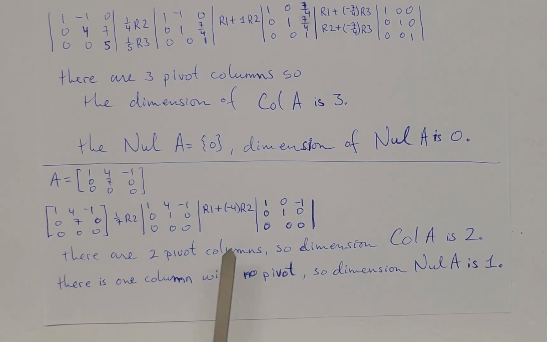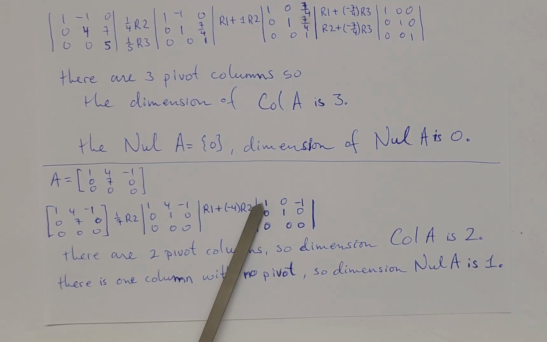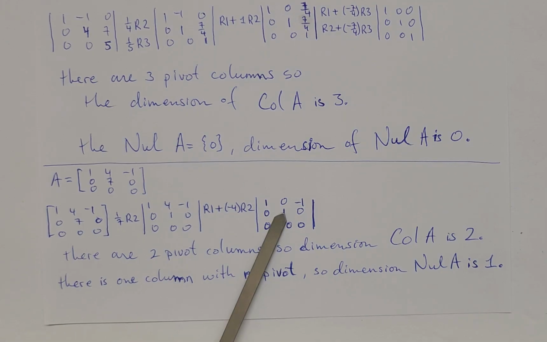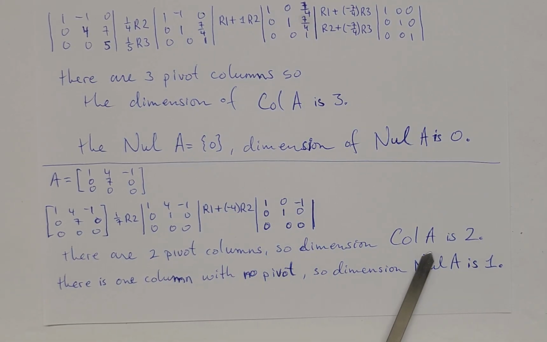And as you can see, this right here has a pivot position. This has a pivot position. So I have 1, 2 pivot positions. So the dimension of column A is 2. However, I have a 0 here, so the dimension of null A is 1. So that's how you determine the dimension of column A and dimension of null A.